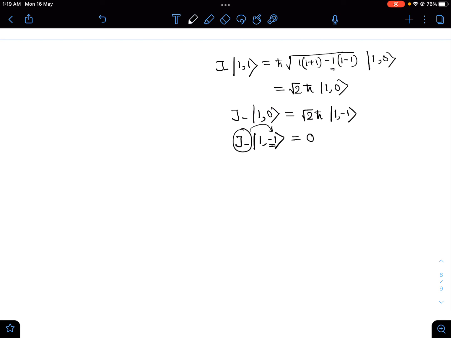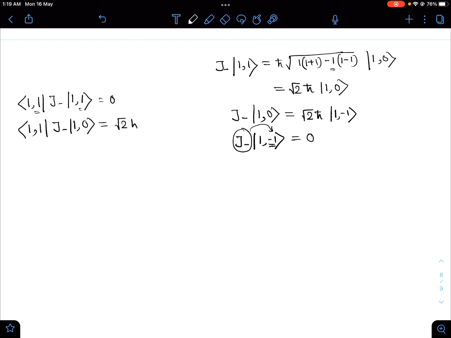So let us calculate these matrix elements now. First <1 1| J minus |1 1>. As m values are the same, it will give us 0, and for the second term we will have |1 0>. So just calculate these terms.